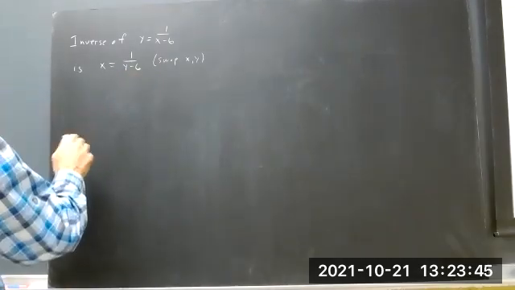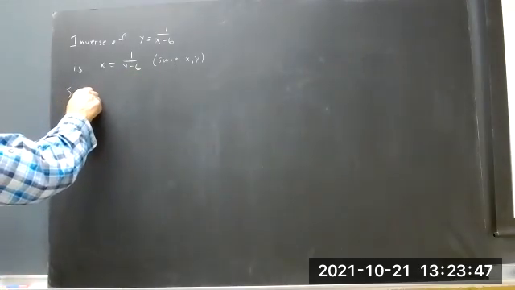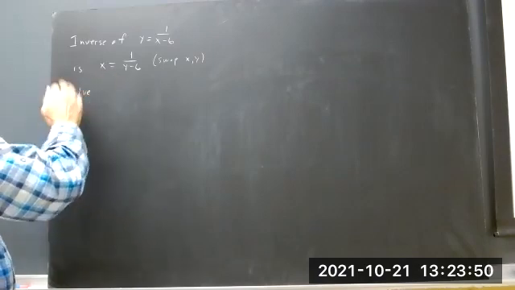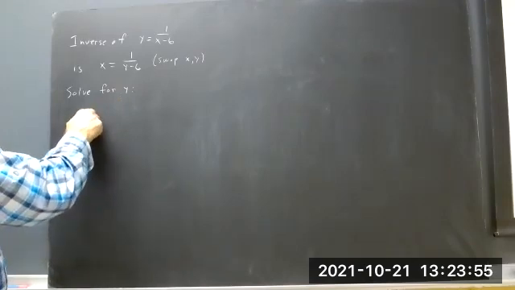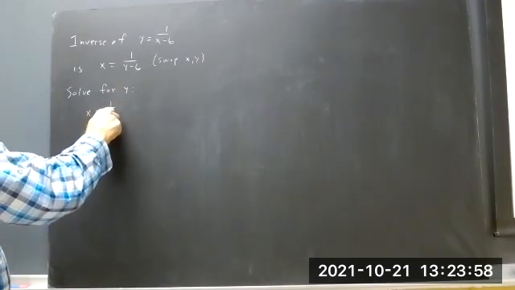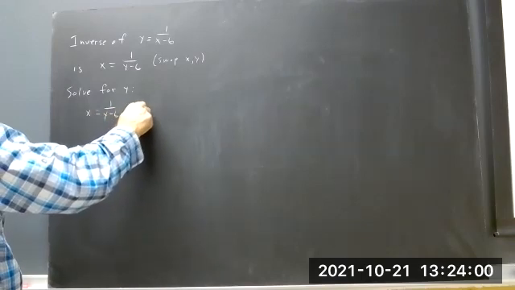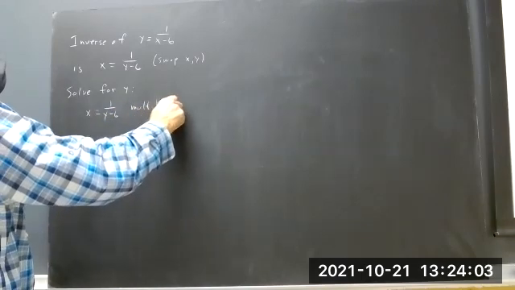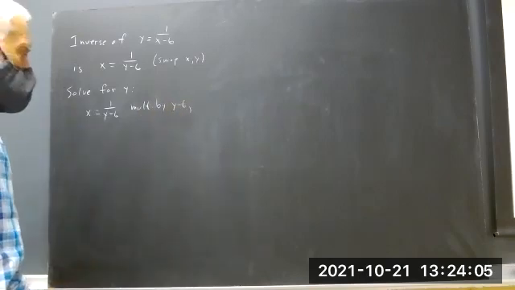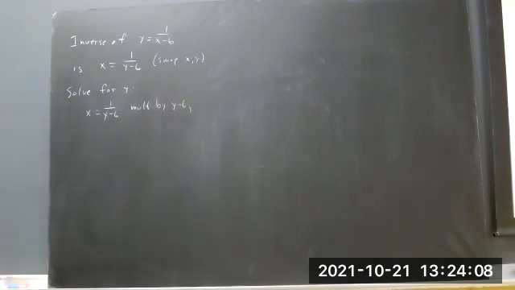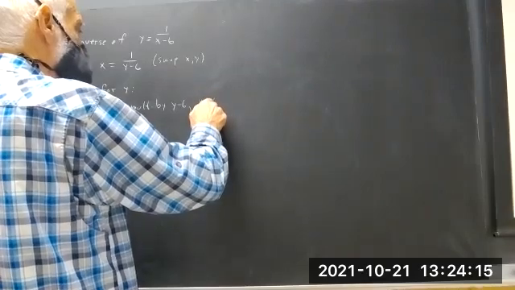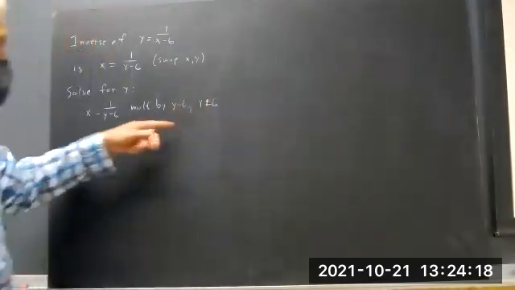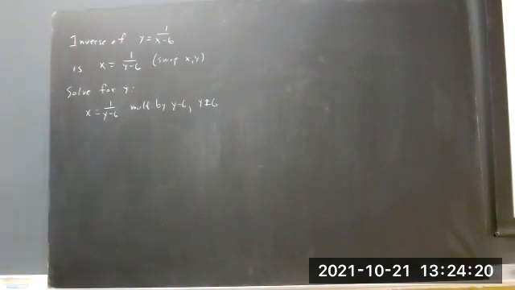Okay, so you have this. Now, we want this as a function of x, y as a function of x. We've got to solve for y. So we have x equals 1 over y minus 6. We multiply by y minus 6, but we can't multiply by 0, so we have to say y can't equal 6 because then we multiply by 0.